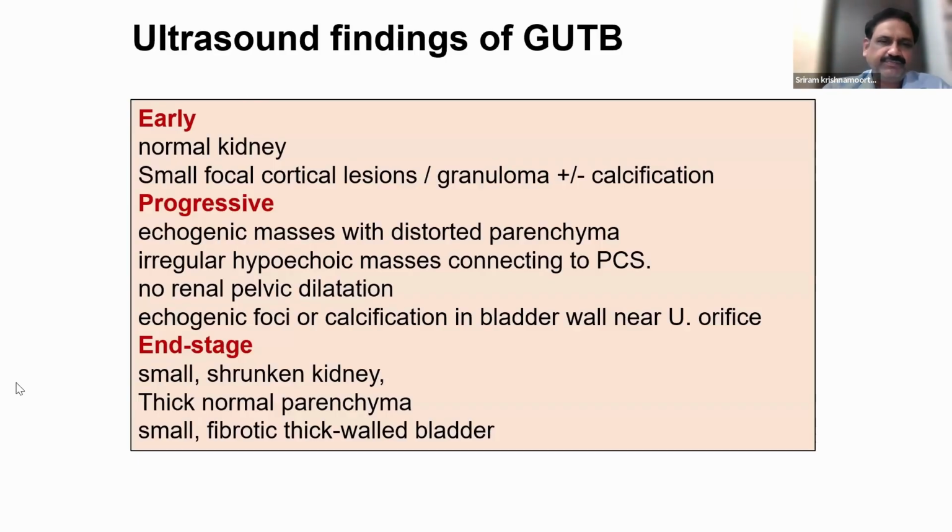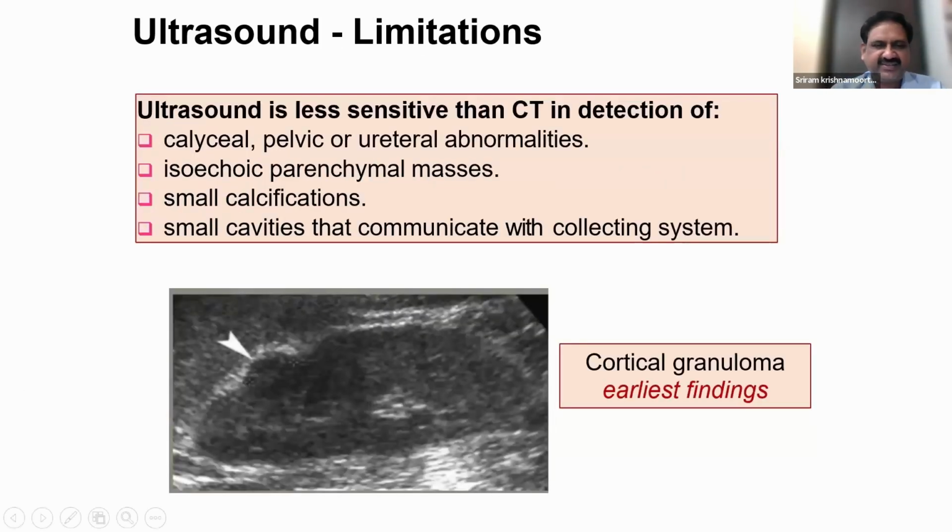Next slide, please. We talked about pathology last class, so it's just a continuation of that. This is another one where you can see a cortical granuloma. You can see some sort of irregularity of the cortical surface, the cortical granuloma. The important thing that you should remember is that this is one of the earliest findings in ultrasound, not in CT or IVU. In ultrasound, the earliest finding is a cortical granuloma that you can see. Next slide.